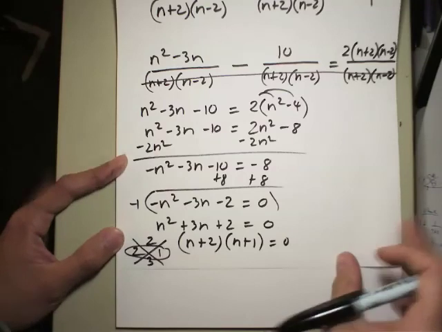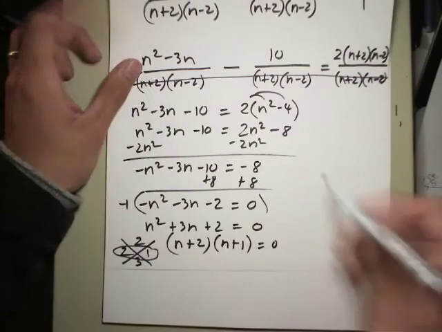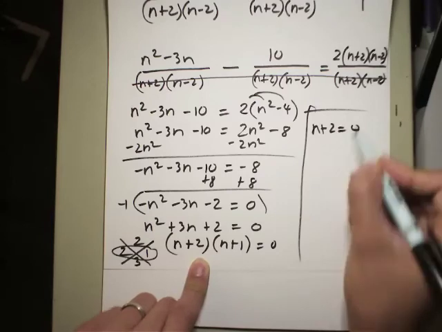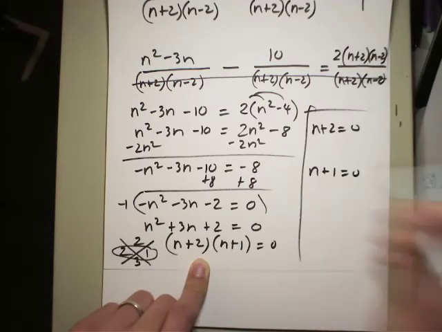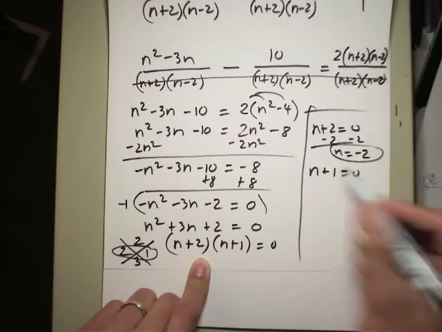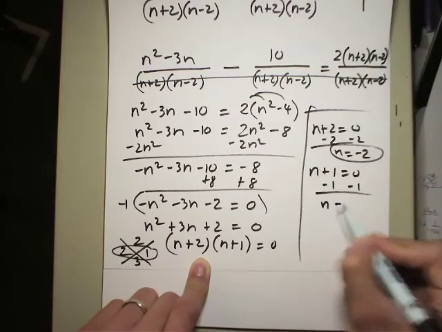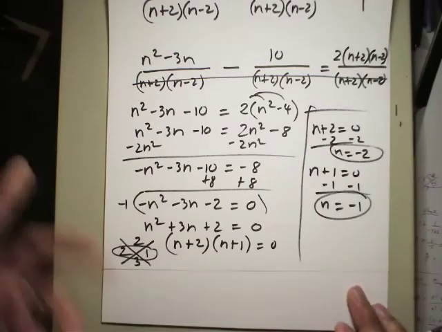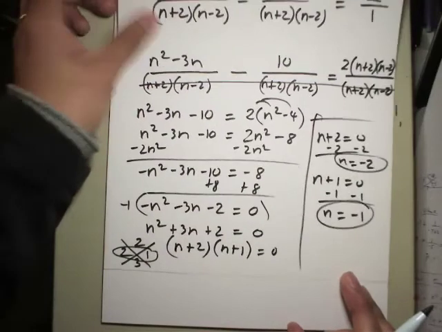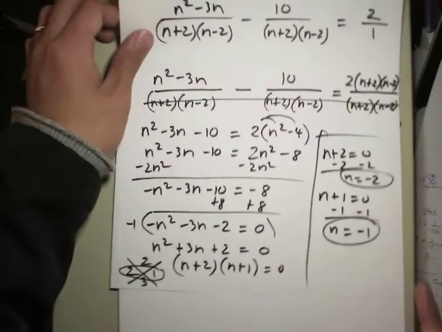Now, for the zero product property, I can just go ahead and start setting it up. Here's n plus 2 equals 0, and I have n plus 1 equals 0. I solve for each case. Here's one solution. Here's the other solution. So once again, my advice, always, of course, it's your responsibility anyway, is to plug these 2 solutions back in to test for extraneous solutions, because not everything will work.